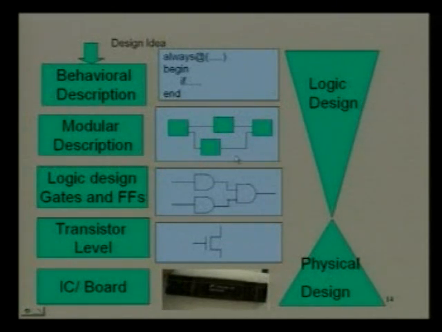Then this is a modular description; now you write this modular description. Then logic design from this module: every module is mapped to some number of gates, and for sequential circuits, flip-flops. Then transistor level: every gate can be synthesized by a number of transistors. Then this is on an IC. So these are the logic design and physical design.